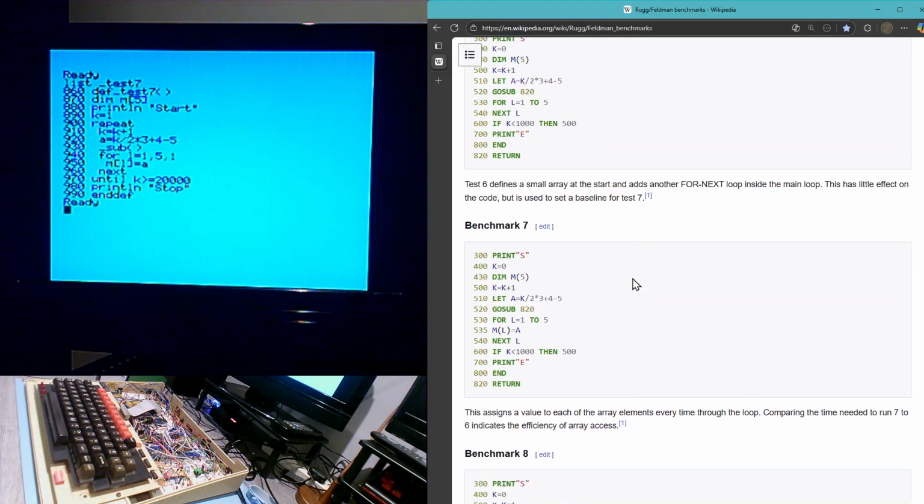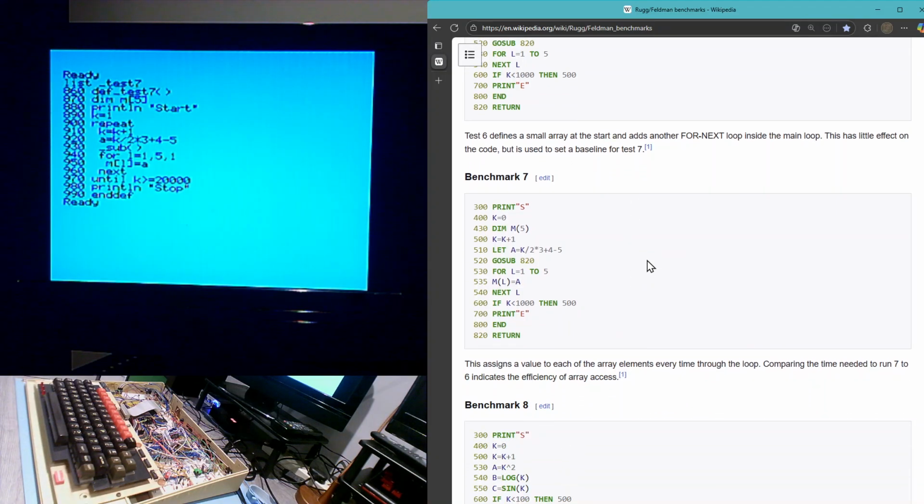And let's list test 7. And this is the last test that I'm able to use. But here it's dimensioning an array on the Feldman test. It's doing the same calculation, but then in the empty loop, what was an empty loop, it's now assigning an array element to the calculated value and then looping around 1,000 times. So I'm doing the same here on test 7, except like all the other tests, I'm going up to 20,000. So that's basically the benchmarks.